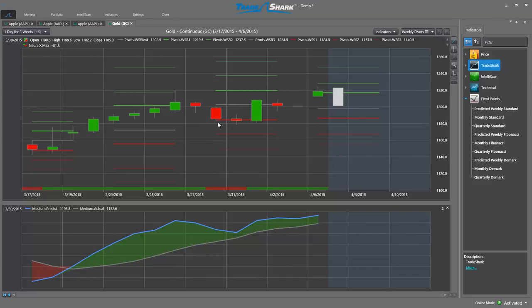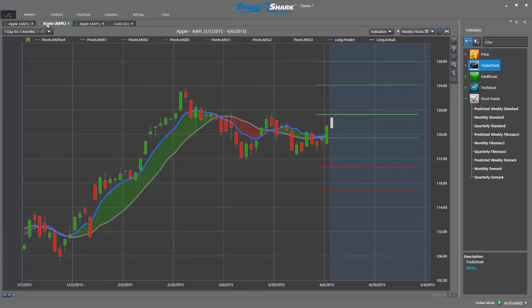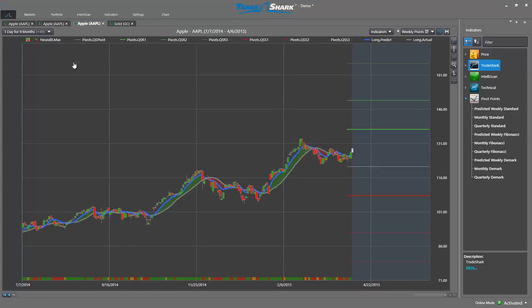In addition to the weekly predicted pivots, longer-term traders may wish to make use of the monthly and quarterly pivot points within TradeShark. These higher time frame pivot points are located in the indicator tray and can be applied to the charts just like the weekly pivot points with a simple drag and drop. Notice these 2 chart examples for Apple showing the monthly and also quarterly pivot points.